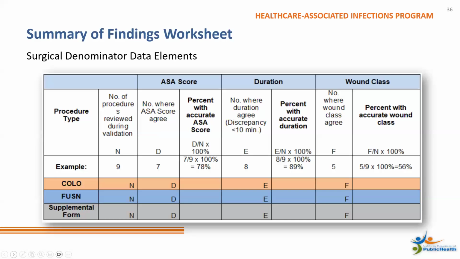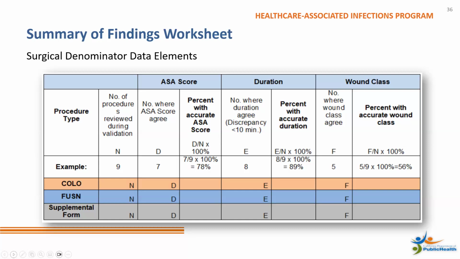All right, and so this last one here is going to be for our surgical denominator data. The first box here is the number of procedures reviewed during the validation, and we have a total of 9. And then the number where the ASA score agreed, we have 7. So for our ASA score percentage, 7 divided by 9 times 100, we have 78%. For our duration, the number where duration agreed, we have 8. 8 divided by 9 times 100, we have a percentage of 89%.